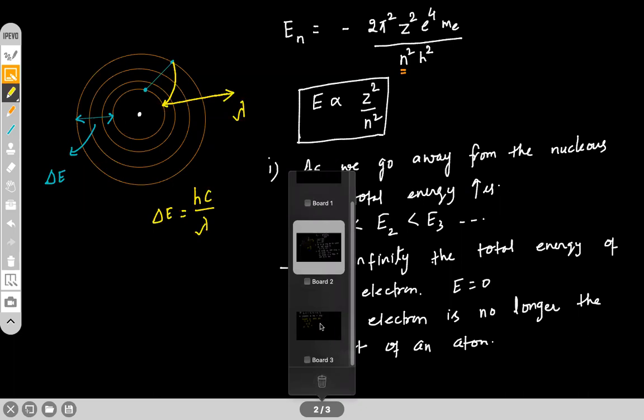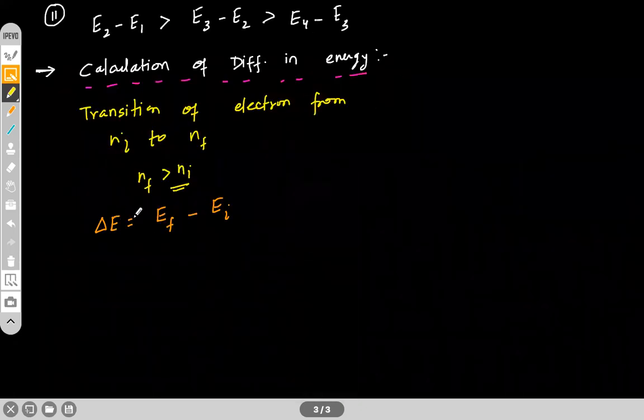Delta E is what? You see, I'll show you here. What is delta E? EF minus EI. EF is more than EI. If you take the negative sign, delta E is minus negative of something. Minus one is plus negative of something. Magnitude wise, if you see, the energy decreases. Overall energy increases because it is negative.